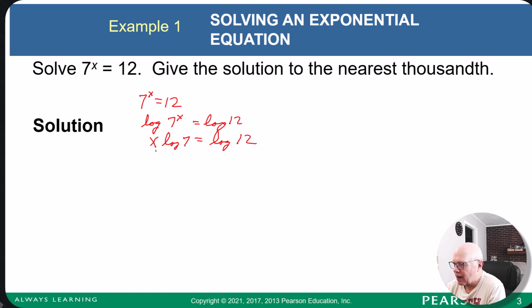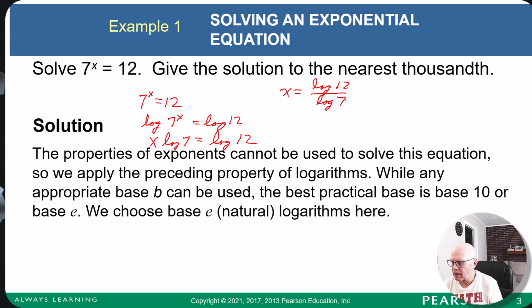And we're solving for x, so we'll just divide both sides by log 7. And we've got x equals log 12 over log 7. And then you hit the calculator, which we'll see the result of in a few seconds, because we're going to let the slide review this for you using logs.